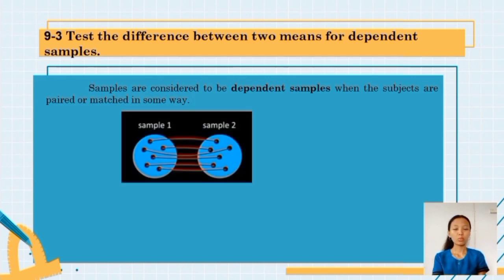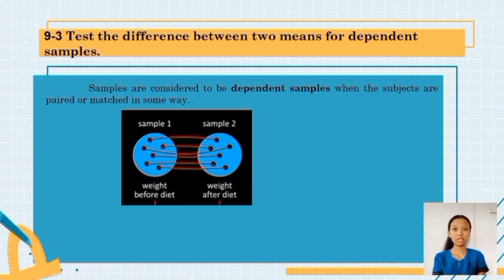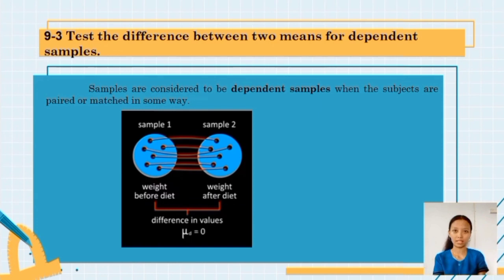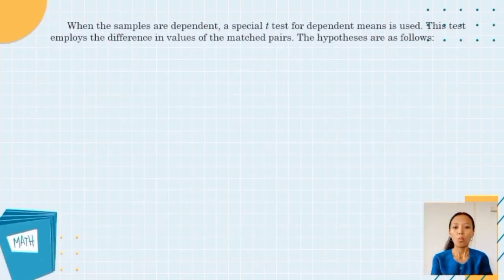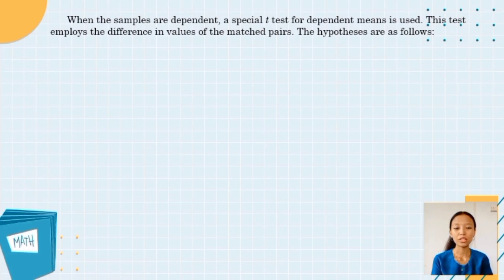Or in other words, when each member of one sample is related or corresponds to a member of the other sample. An example of this is the weight of individuals before going on a diet and the weight of those same individuals after 10 weeks of dieting. Dependent samples are often referred to as paired samples or matched samples. When the samples are dependent, a special t-test for dependent means is used.